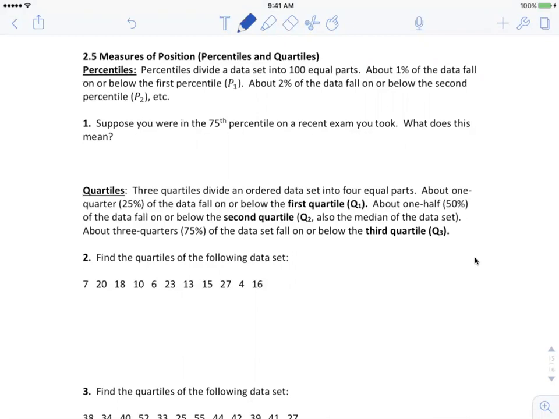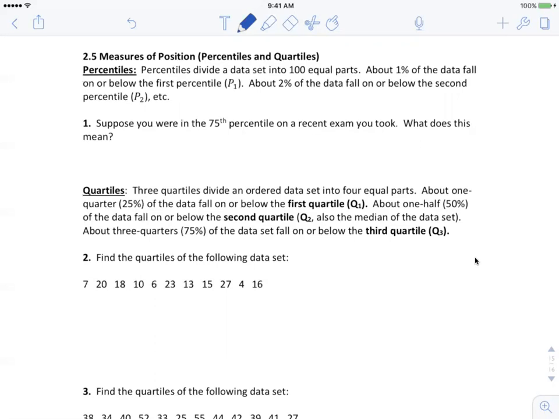What are some ways we can talk about the position of a data value within an entire data set? One thing you might have heard is percentiles. Percentiles divide a data set into 100 equal parts. About 1% of the data falls on or below the first percentile, which we would denote as P sub 1, 2% below the second percentile, etc.